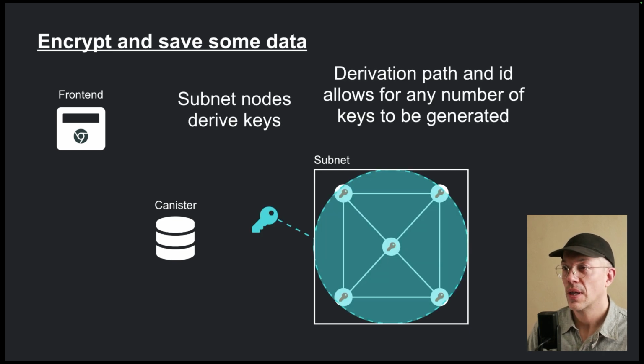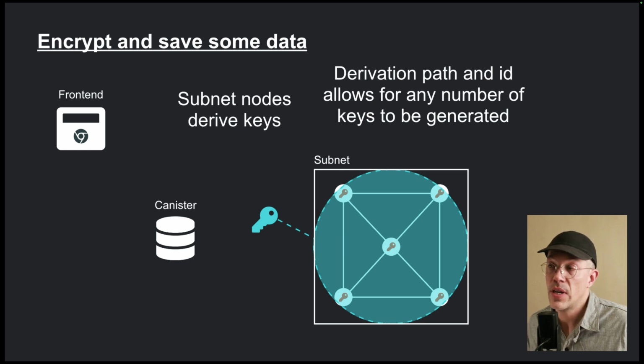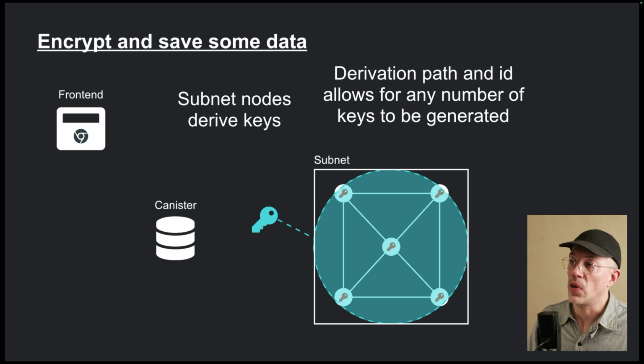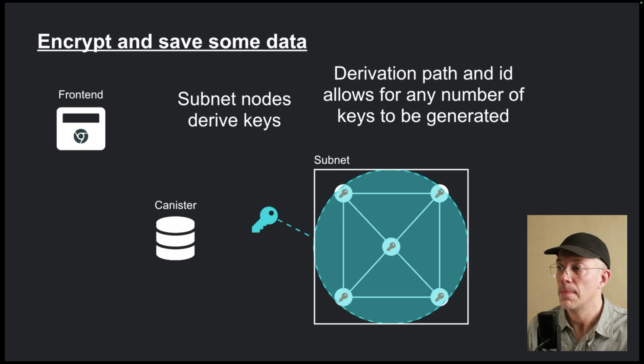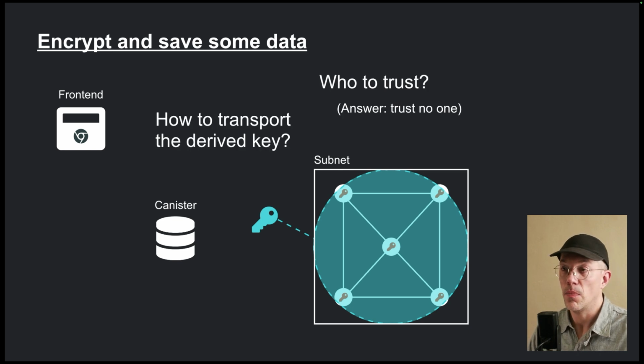The subnet nodes can jointly derive new keys from this master key that they all hold a share of, doing this threshold signing procedure. And to be able to derive new keys, we can supply the nodes with a derivation path and an ID that allows for any number of unique keys to be generated based on the master key. Once we have generated a key, the big question is how do we transfer this key securely to the front end, and who should we trust to transfer it for us?